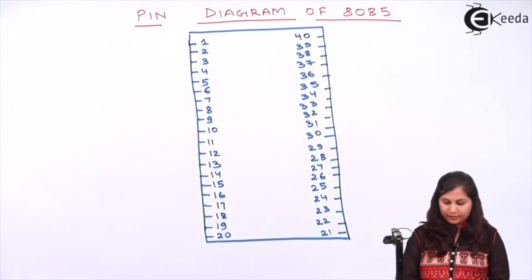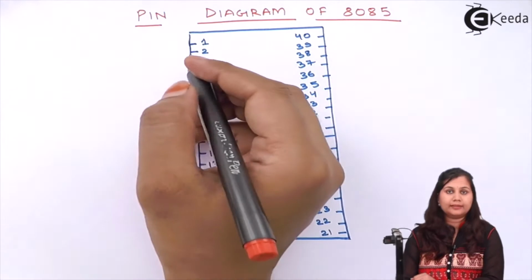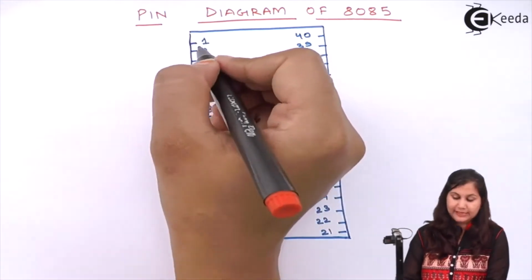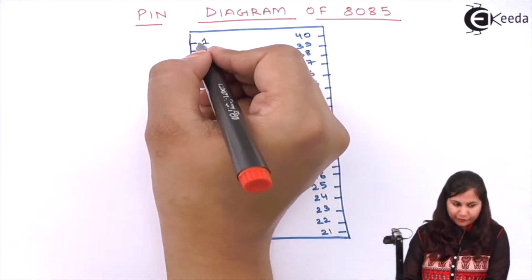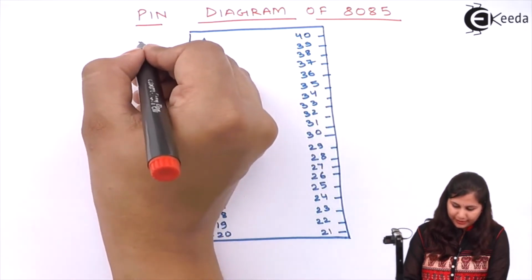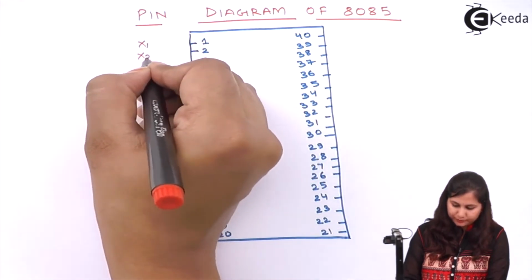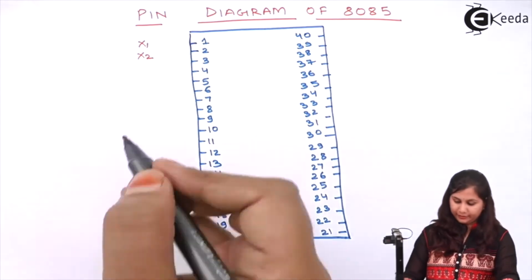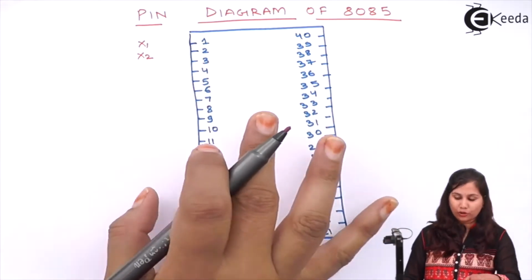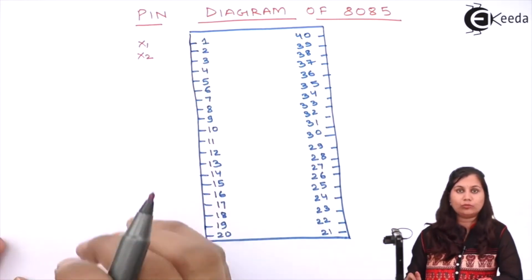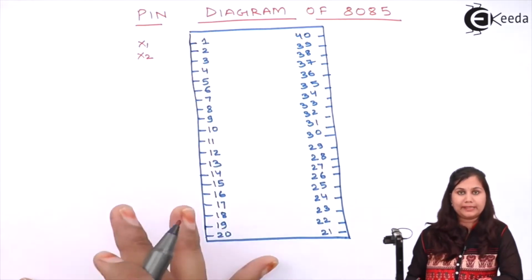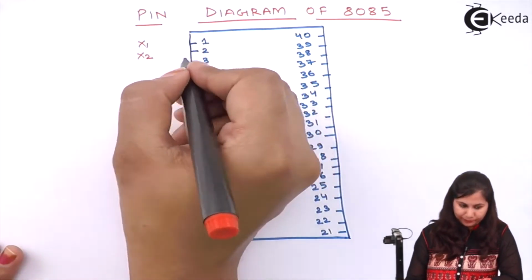Now let us name all the pins, what these pins are representing. The first and the second pin, they are X1 and X2. Then third pin, let us first draw. Then we will study one by one all the pins, what they are representing.